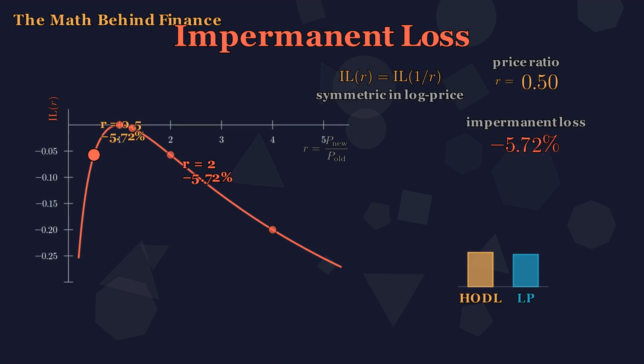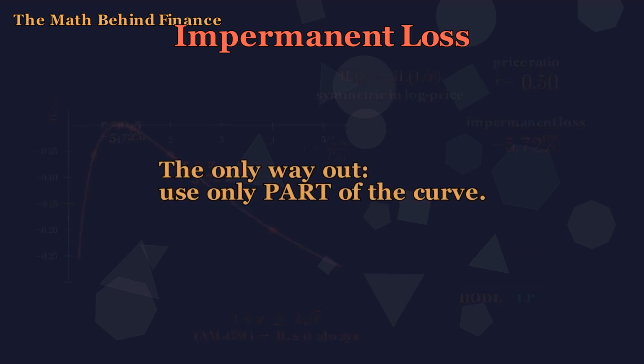The curve is a smooth U, symmetric in log price, and by the AM-GM inequality, 1 plus R is always at least 2 root R, so IL is always non-positive. Fees can offset it, but the IL term itself is always a drag. The only way out, with this curve, is to be smarter about which part of the curve you use.